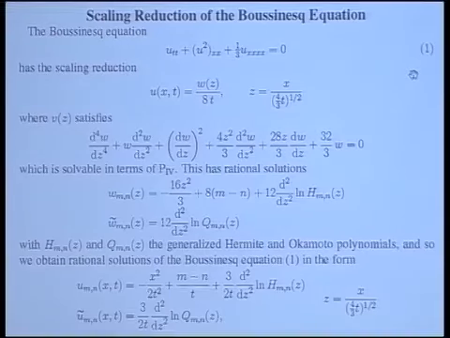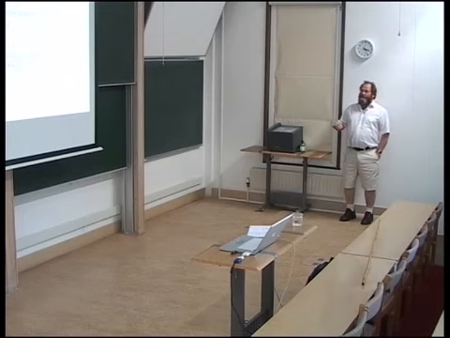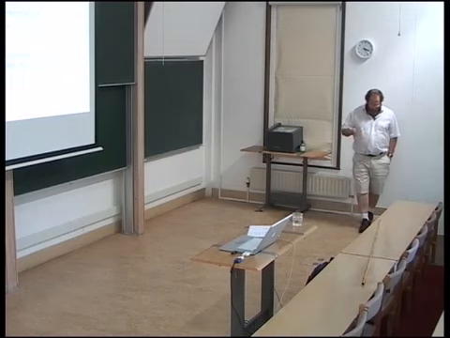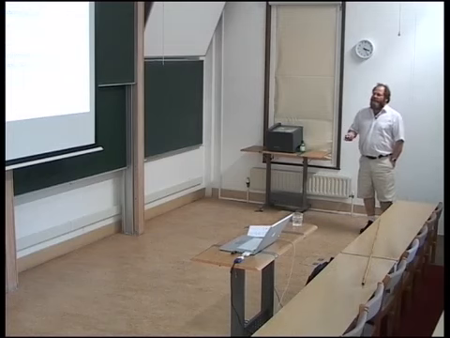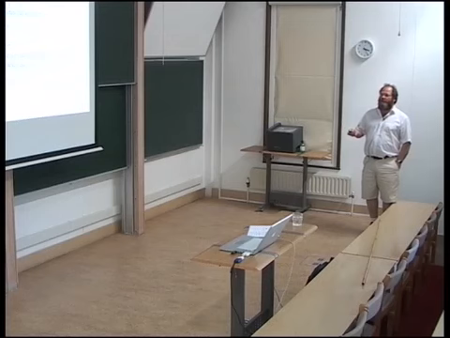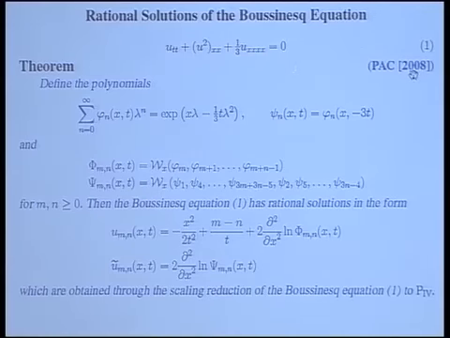And again, I can get solutions of this equation in terms of the generalized Hermite and generalized Okamoto polynomials, so you can get rational solutions of the Boussinesq equation. But you actually don't need to do that. You don't need to go through P_IV, or if you know these solutions, you can rewrite it in a more general way of doing it. You can actually get the rational solutions directly.